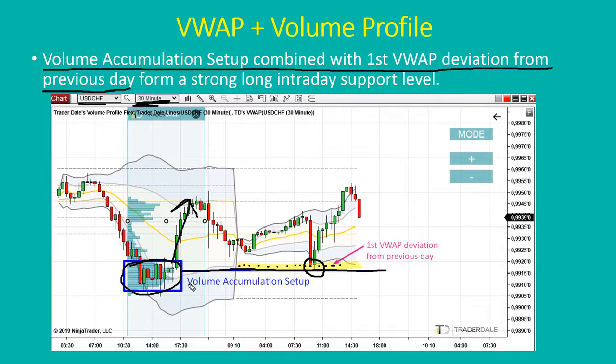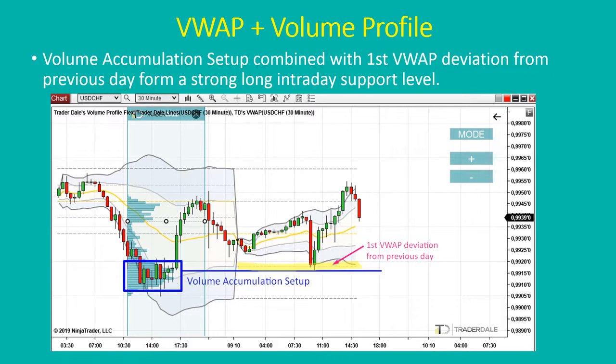So if, for example, you weren't really sure where to enter the long from there, just based on the volumes, you would also see that the first deviation from the previous day ended in here, just like 1 or 2 pips above this level. So this would definitely be a strong confirmation of the level, and you would feel much more confident and you would have entered the long from there. All right, that's how you combine VWAP and volume profile.